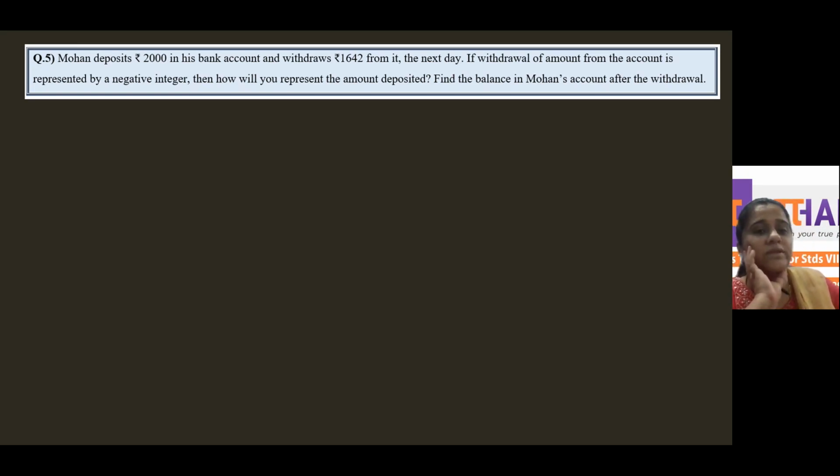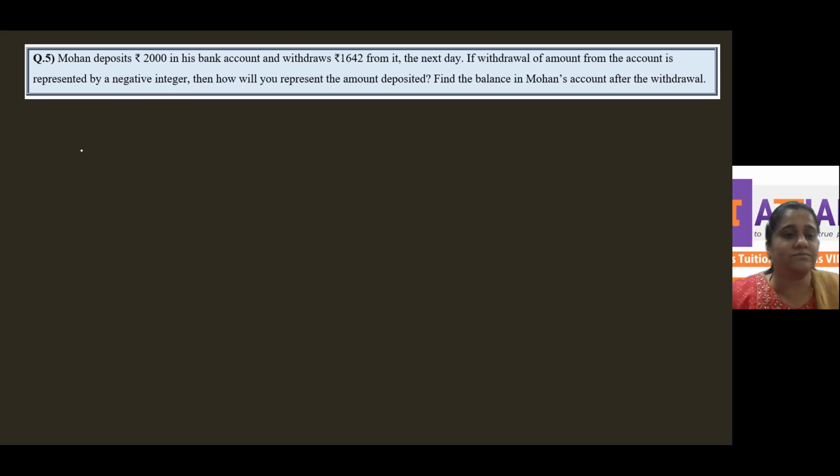And withdraws rupees 1,642 from it. So minus 1,642. Withdrawal is negative, minus 1,642, because the balance will reduce. If the withdrawal of the amount from the account is represented by a negative integer, so that is minus 1,642, then how will you represent the amount deposited? Positive it will be. Find the balance in Mohan's account after the withdrawal.